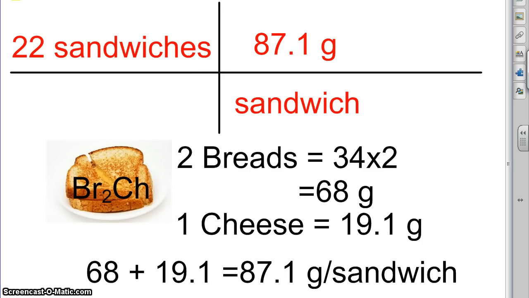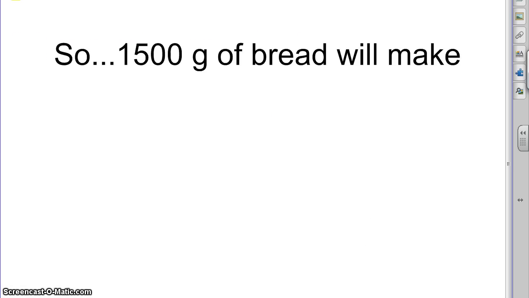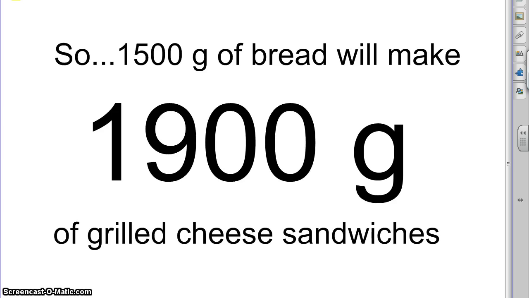Sandwiches cancel. 87 times 22 is about 1,900 to 2 sig figs grams of sandwiches. 1,900. So there we have our answer. Our answer is that 1,500 grams of bread will make 1,900 grams of grilled cheese sandwiches. And so, it has come to this.